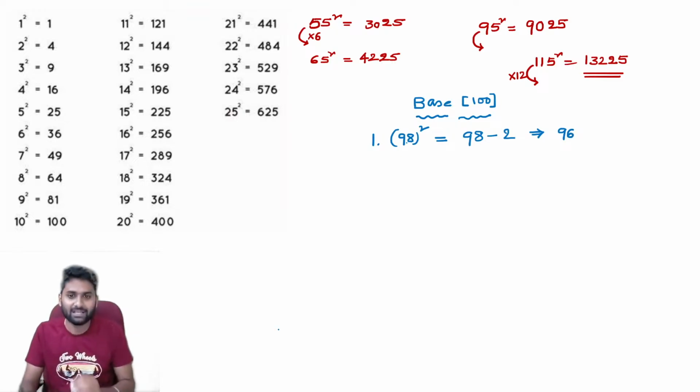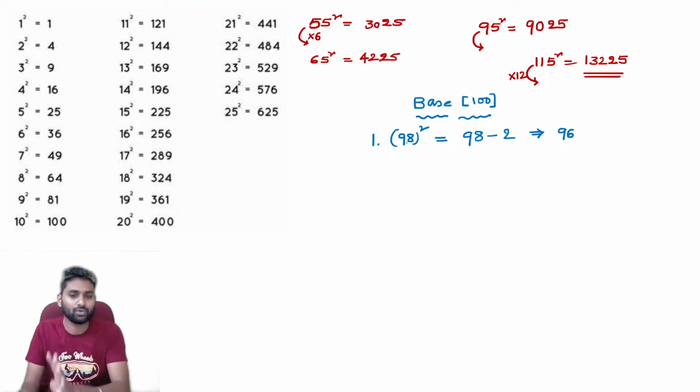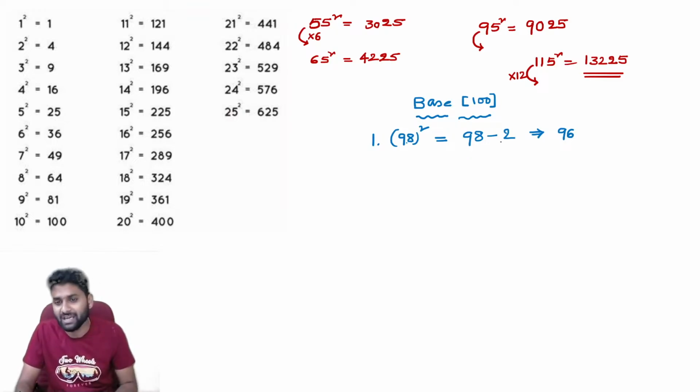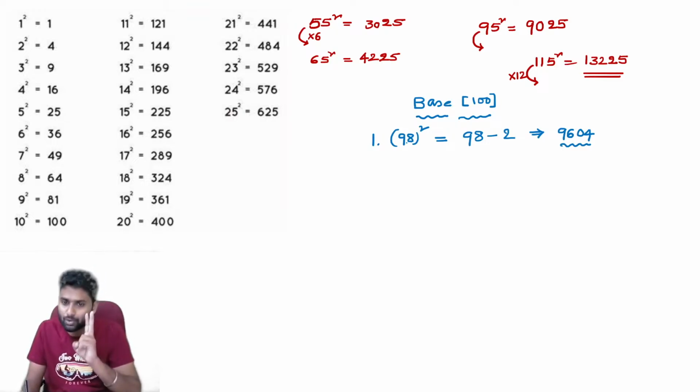Step number 2: we are subtracting 2, so take the square of that number. The square of that number is 4. But you have to write it as 2 digits. That's why, since 2 square is equal to 4, write it as 04. Now 98 square is equal to 9604. Always you have to write 2 digits. If it is a 4, write it as 04. If it is a 9, write it as 09.